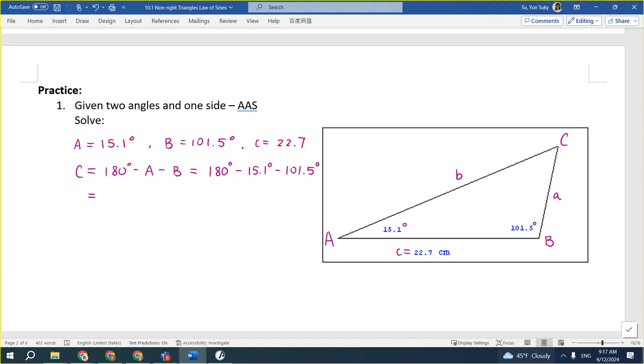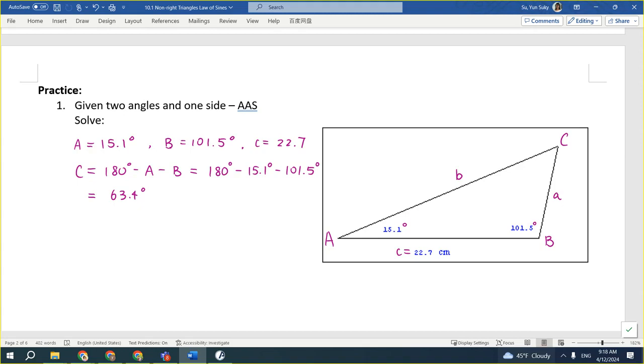Take out your calculator. Enter these in your calculator. What do you get? So 180 minus 15.1 minus 101.5 is 63.4. Right, everybody? Okay, good. Now we know all the angles.